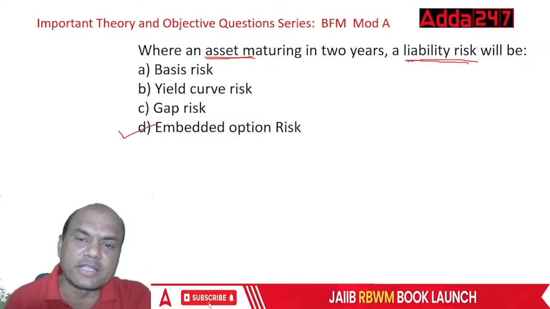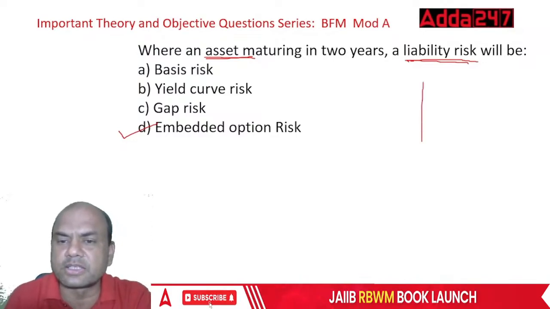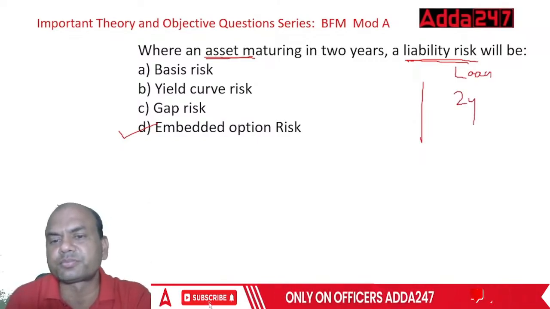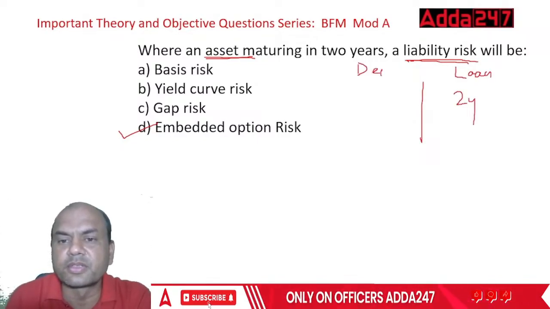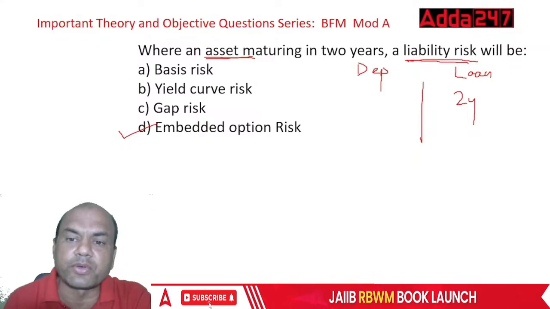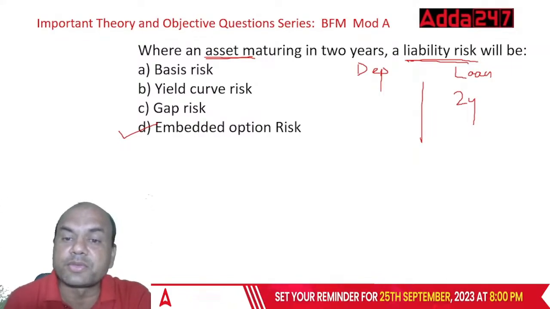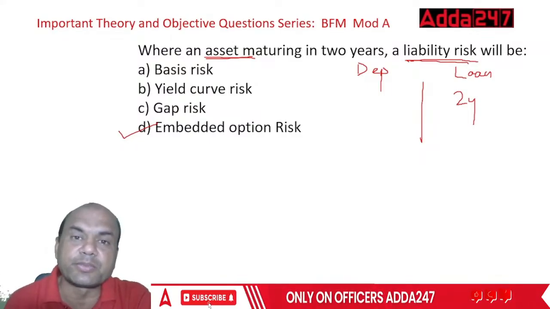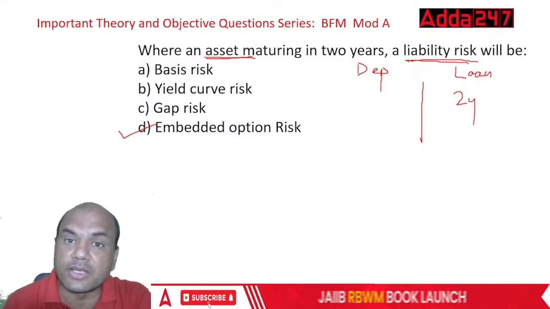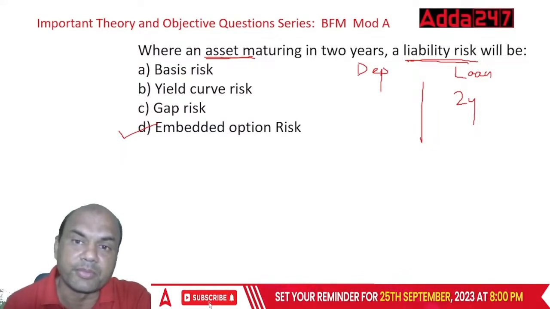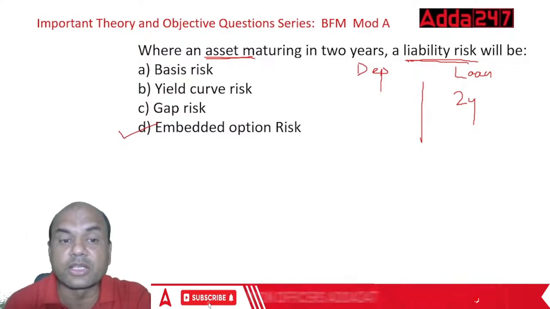See here, if this asset is maturing in 2 years, meaning there is a loan. Let's look at it this way: if this loan is maturing in 2 years, I may face a deposit issue. I have to fund this loan for these 2 years. So I have to see to it that I have sufficient deposits for this loan. But if these deposits mature, if an FD matures, there's a withdrawal, then will I get an FD of the same amount afterwards? After the withdrawal, will I get the FD of the same amount at the same rate? That is known as embedded option risk.